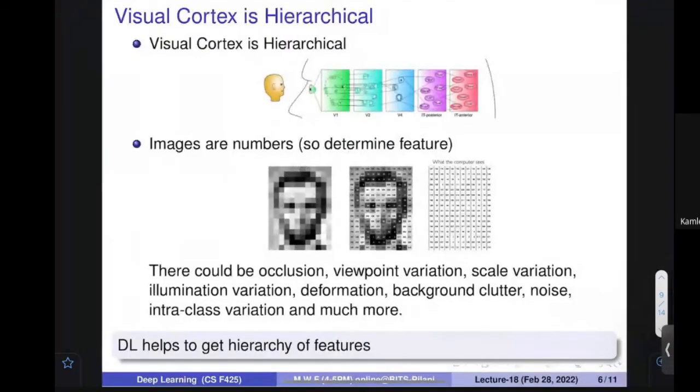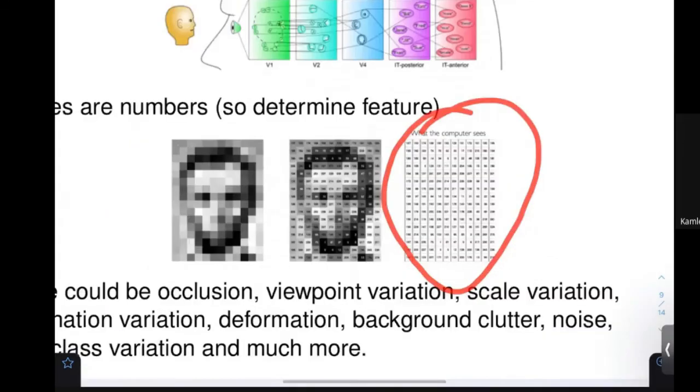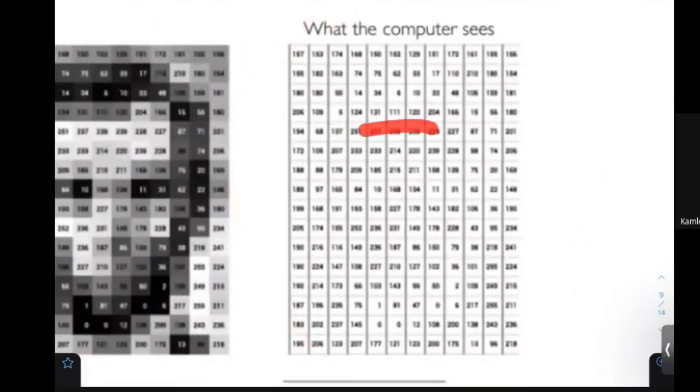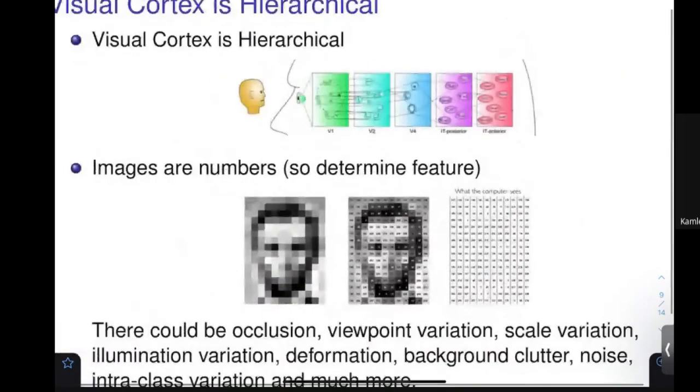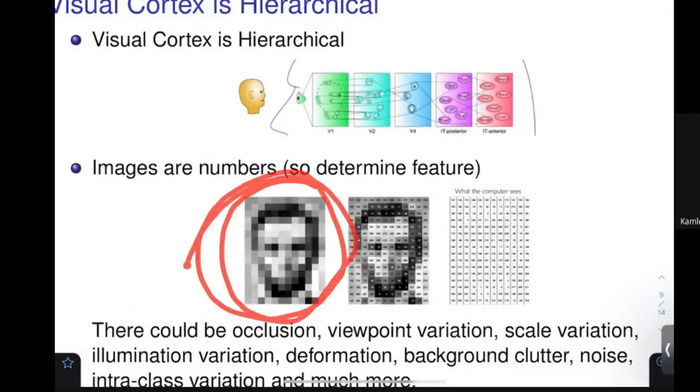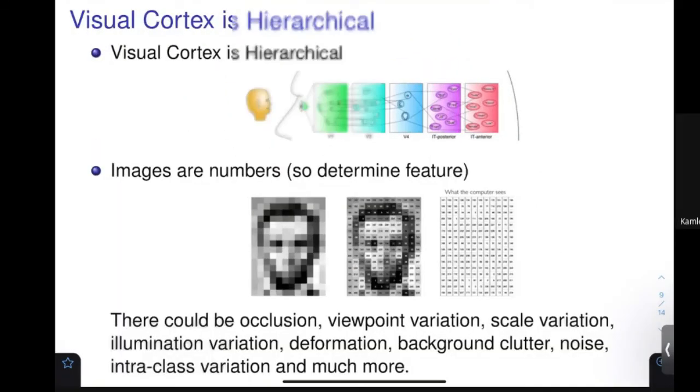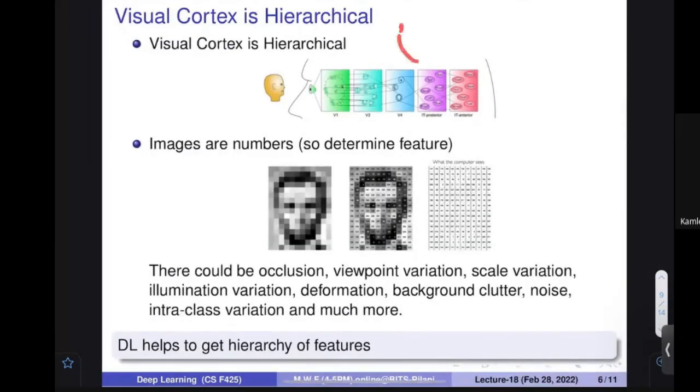Having the image is just having the image, because you can see that only numbers are there. You cannot visualize what they mean. But our visual system can give us an idea of what is there. For the computer it is a very difficult game to tell what is inside. We have discussed that in a given image there could be occlusion, meaning some part is not visible, viewpoint variation, scale variation, small and big things, illumination variations, deformations, background clutter, noise, interclass variation, and much more. Many things could be there inside the image.